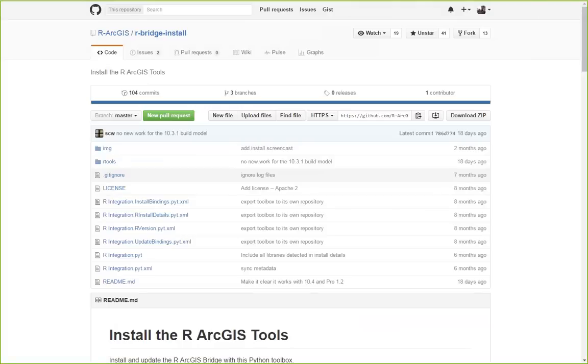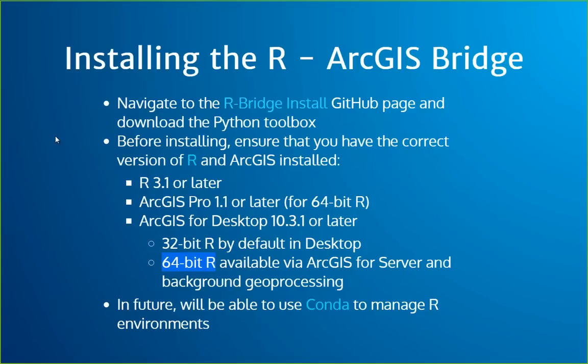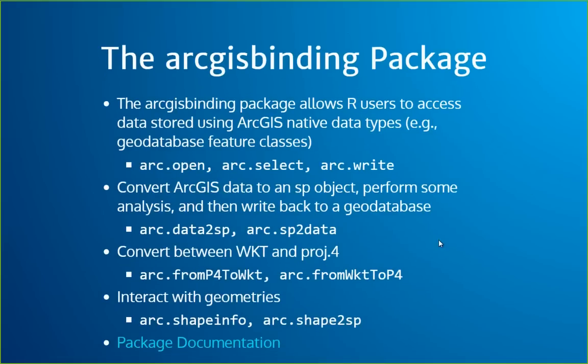So let's go back to the presentation. There we go. What we've installed is the ArcGIS binding package. This package allows our users to access data stored using native ArcGIS data types, for example, ArcGIS database feature classes, and you can use the ArcOpen, ArcSelect, and ArcWrite functions, which we'll go through in a second. We can convert ArcGIS data to an SP object, or a spatial object within R, and perform some analysis, then write that back to a geodatabase using the arc.data2sp and arc.sp2data functions.